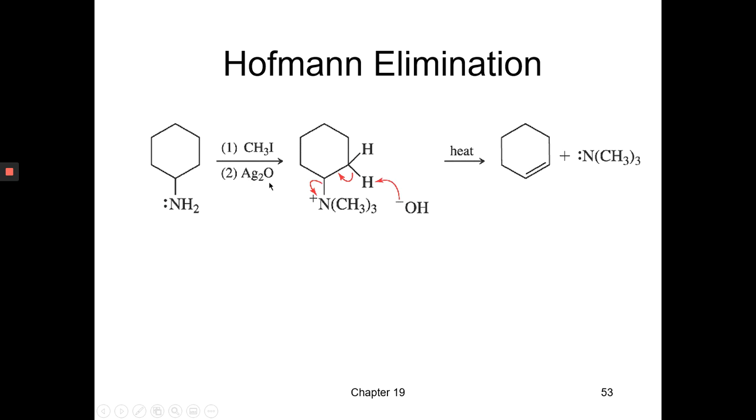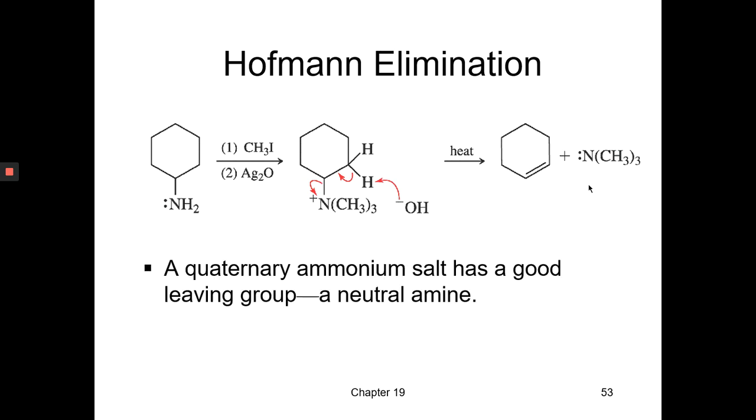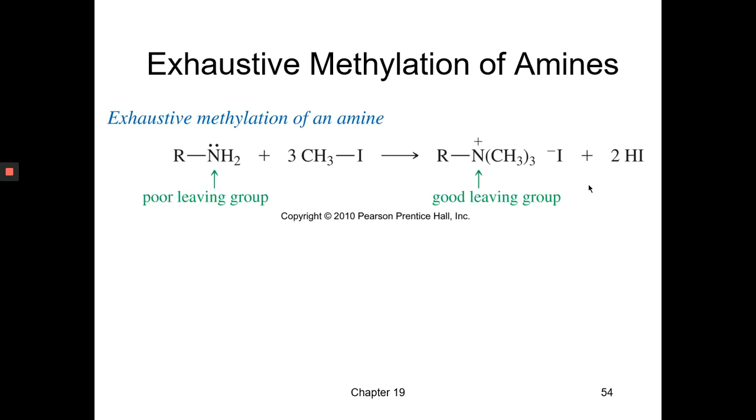Then we add silver oxide. Okay, what this does is it precipitates silver iodide, and it replaces the iodide anion with a hydroxide. Okay, if we heat this, this will undergo an E2 elimination, where trimethylamine is the leaving group. Okay, this is the exhaustive methylation reaction.